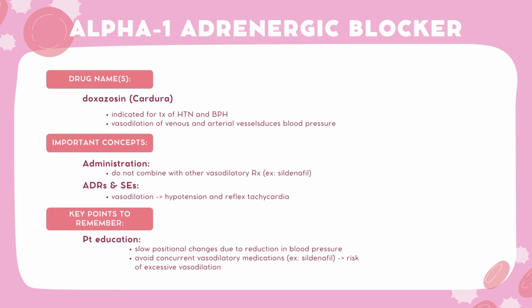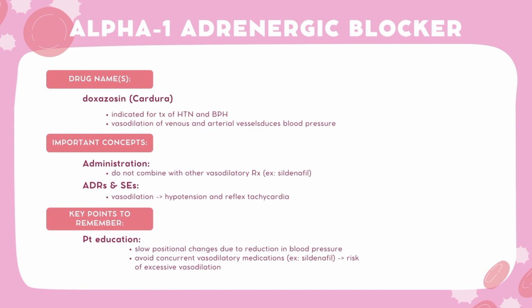Doxazosin is used in the treatment of hypertension and BPH due to the vasodilatory impact it has on the vessels. Like the previous drug, vasodilation and hypotension can lead to reflex tachycardia. Ensure the patient taking this medication is not combining its use with other vasodilatory drugs, such as sildenafil, or else severe hypotension may result.